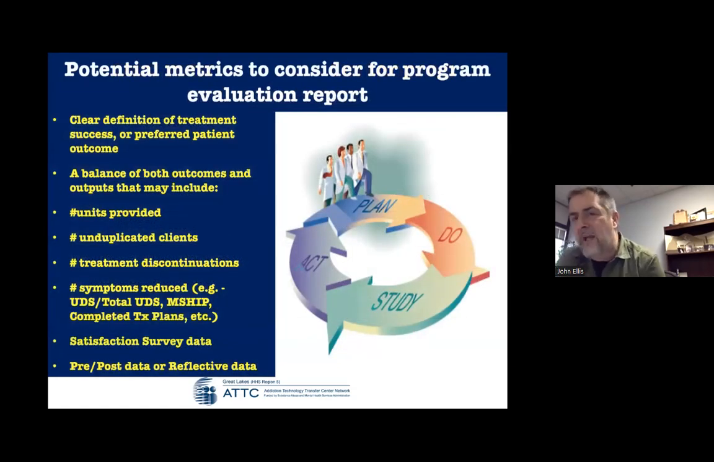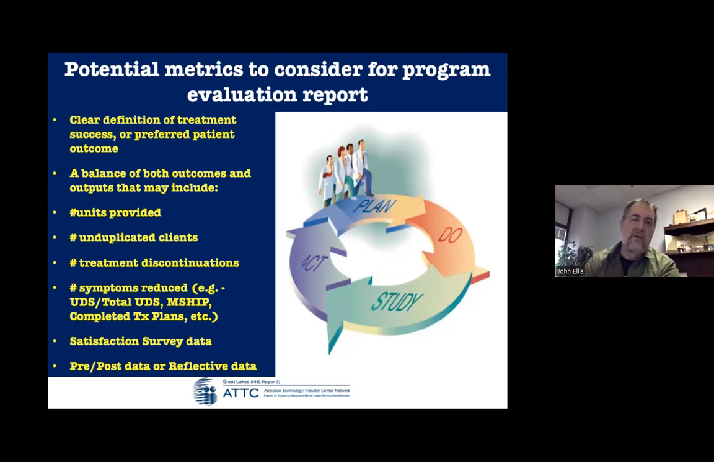So some potential metrics to consider is, what's a clear definition of treatment success and preferred client outcomes? Has the organization come up with that? If you call an organization, can they tell you what is the definition of treatment success there? Something that isn't numbers, where they attended group, or the good old, they completed their treatment plan. We could come up with things, but that's not a clear definition.